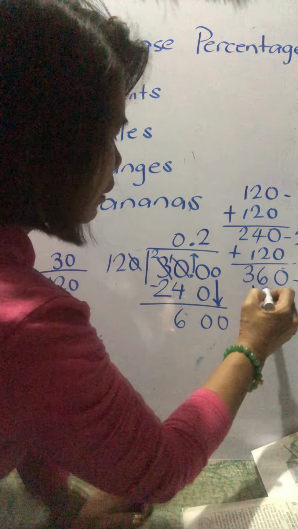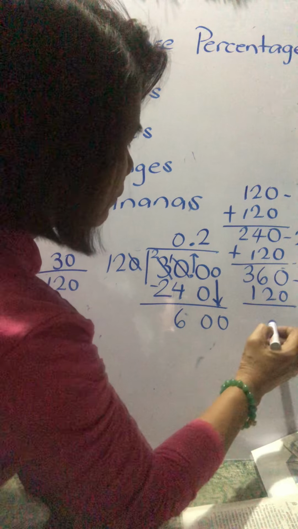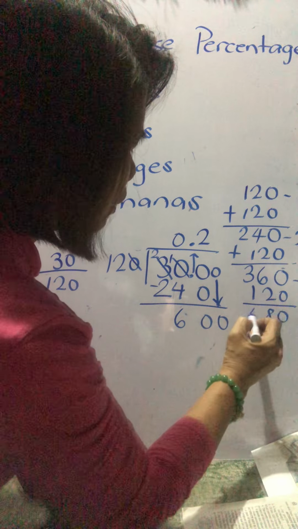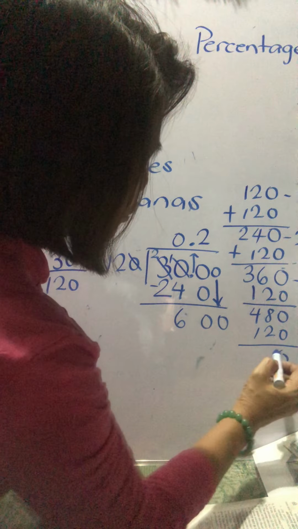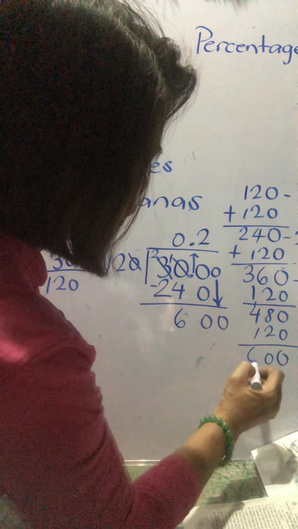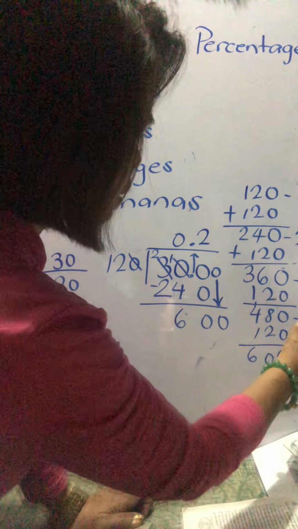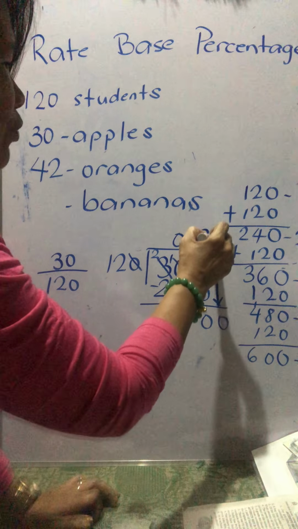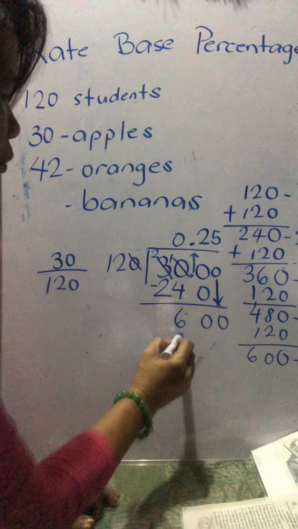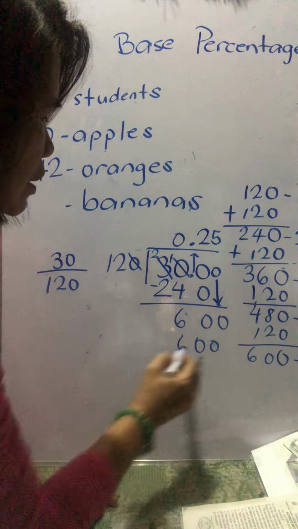Okay, dagdagan nyo pa rito. 120. So, 0, 8, and then 4. Again, another 120. So, that is 0, 10, carry 1, that is 6. Ayun, 600. So, this is now 4, and this is now 5. Okay, lagay nyo ngayon dito yung 5. So, 5 times 120, that is 600.